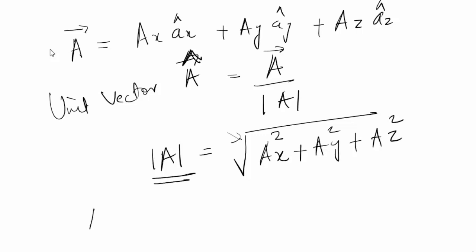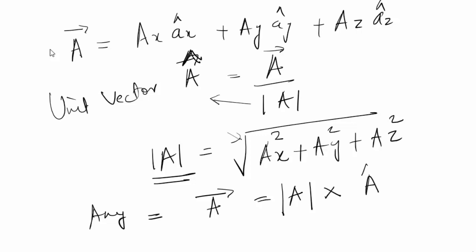So any vector can be represented in a much simpler form. A vector can be represented as the magnitude times the unit vector. So that is the other way to represent any vector. That is what you saw about the unit vector and how to represent vectors.